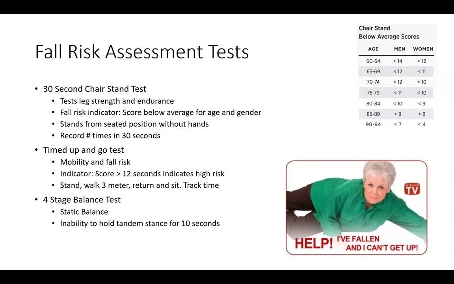And there's also these fall risk assessments that can be easily performed. There's a 30-second chair stand test, where you see the number of times a patient can stand up from a seated position in about 30 seconds. A timed up and go test, where you have them stand, walk 3 meters, come back and sit down, and a balance test. And based on how well they do, you can deduce whether or not this patient's at higher risk for falling and eventually sustaining a fracture.